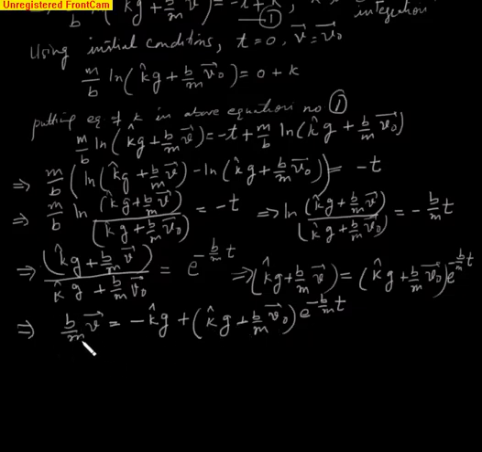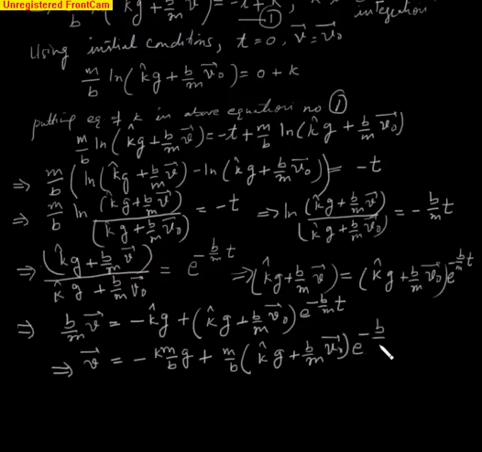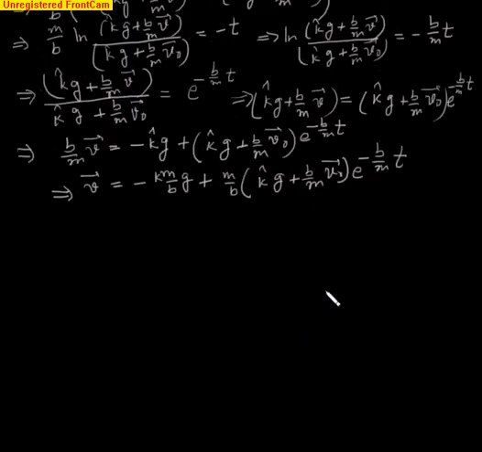Now let us take this b over m to the right hand side, so it becomes m over b here. So it gives me V vector equal to minus m over b into g, plus here also I have to multiply by m over b, into (kg plus b over m V naught) exponential of minus b over m into t. So let us make it up.